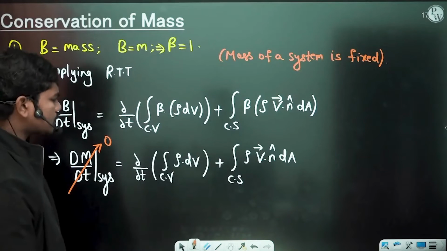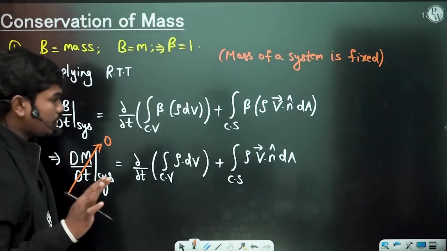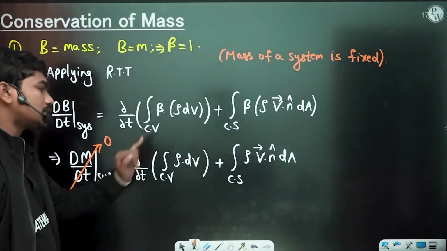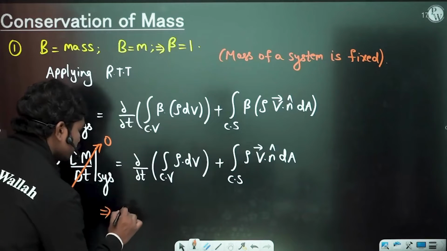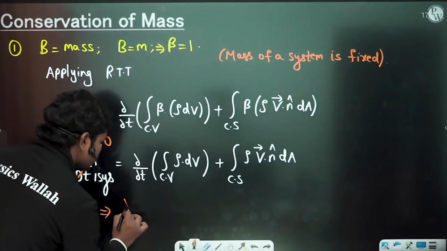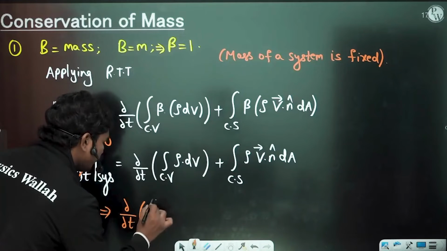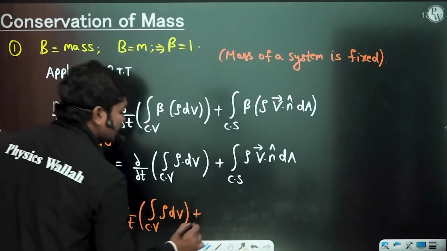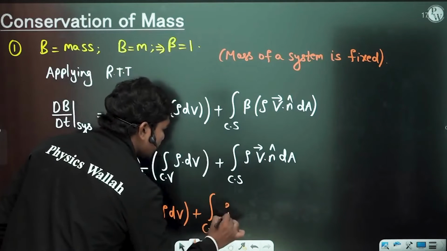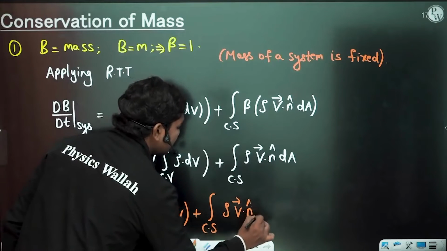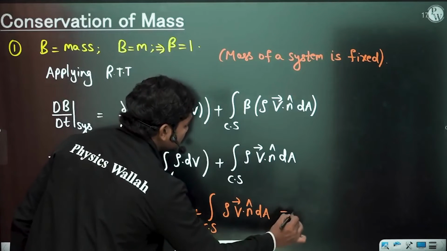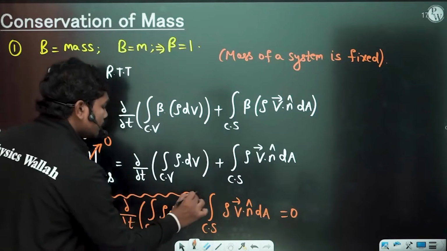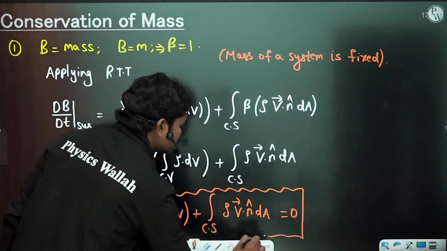This is the equation. In yesterday's case also we have seen this equation. So this implies dou by dou t of the integral over the control volume rho dV plus the integral over the control surface rho v bar dot n cap dA is equal to 0, correct? This is the continuity equation that we have seen the other day.